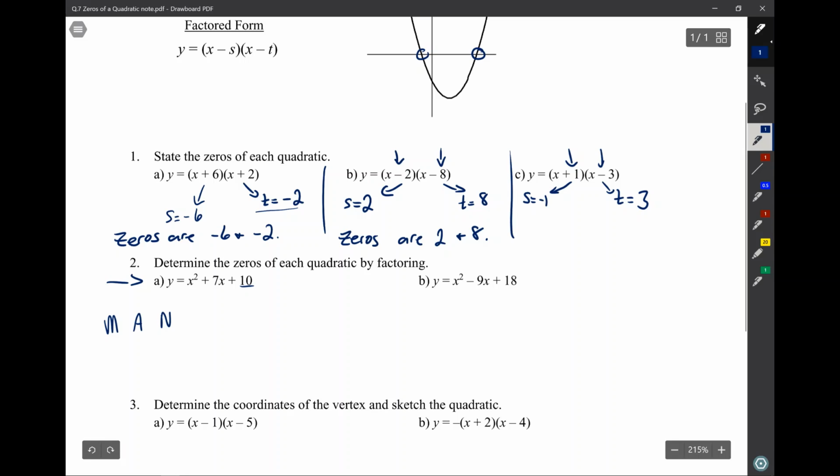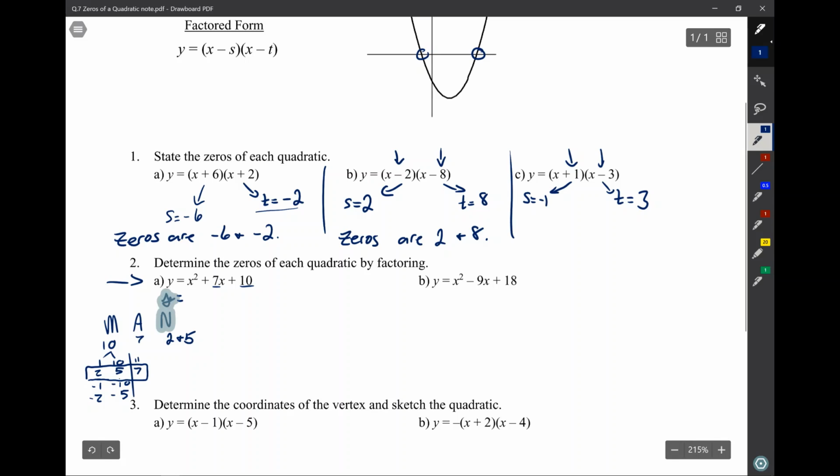So we multiply to positive 10, we're adding to positive 7. Multiplying to positive 10, I have 1 and 10, I have 2 and 5, and then I have my negative versions of that, so negative 1, negative 10, negative 2, negative 5. 3 and 4 don't work, they're not factors here. And I can see right away, 1 plus 10 is 11, 2 plus 5 is 7. That's what I'm looking for here. So my numbers are 2 and 5.